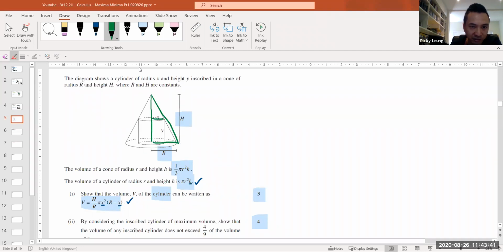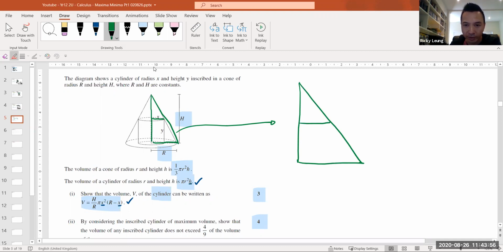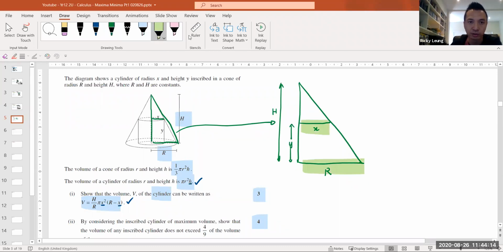Most questions that have a cylinder inside a cone have similar triangles, right? Let me redraw this triangle over here in a bigger diagram, where this is X, this is capital R, this is Y. Just to be clear, that value there and there is Y, and that value there is capital H. Now, I know similar triangles basically says small on large equals small on large. So I actually need an expression for this side here, which is obviously H minus Y.